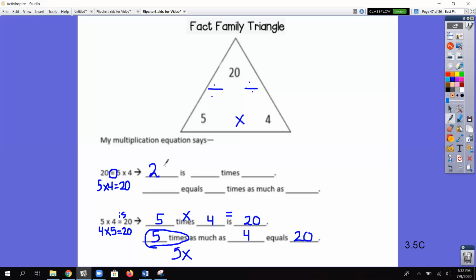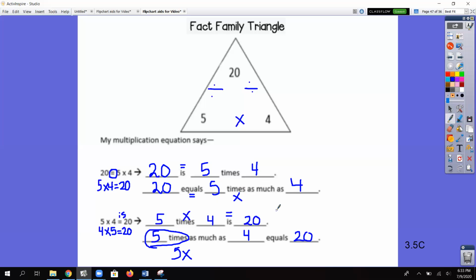So the product would go first. 20 is, remember, is means equal. 20 is 5 times 4, or you could have said 20 is 4 times 5, either way. You could also say 20 equals, which is the equal symbol, 5 times as much as 4, or you could have said 4 times as much as 5. Remember, times is your symbol there.